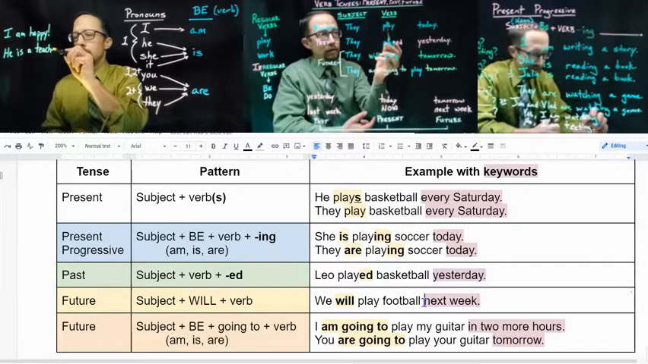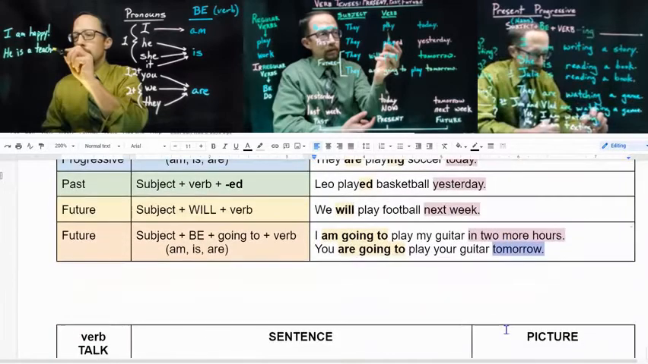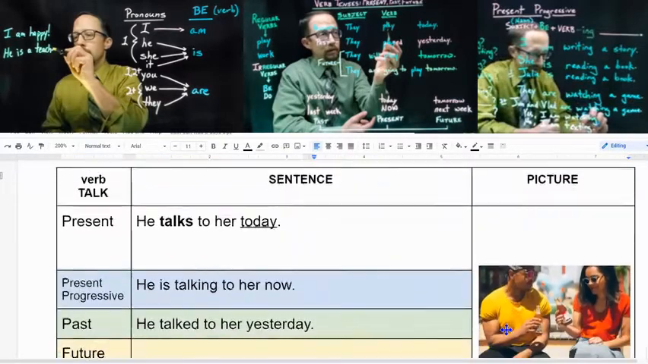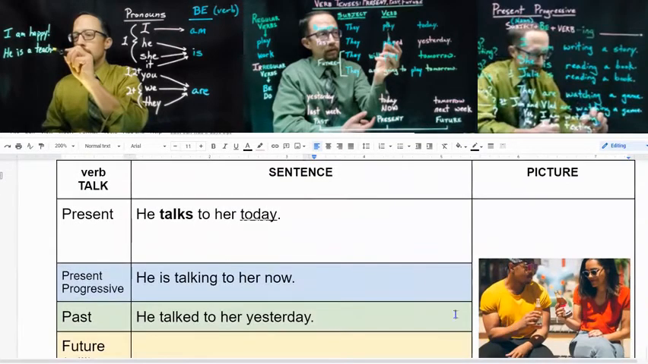For the future, next week, in 2 more hours, in 1 more minute, tomorrow. Okay, these can change also. I know that's a lot, but remember, write it in your notes and it will help you remember. So let's go to the first one. Let's do it together. We have a verb, talk. All right, just work with me, okay?